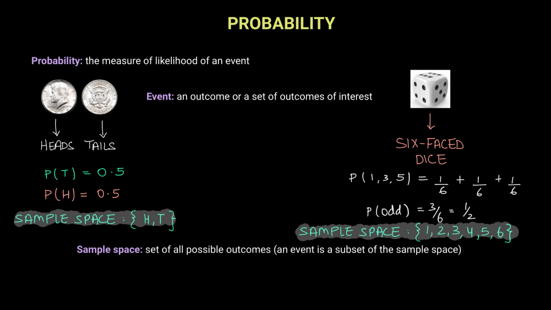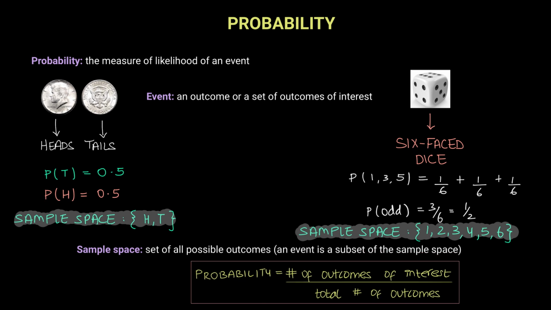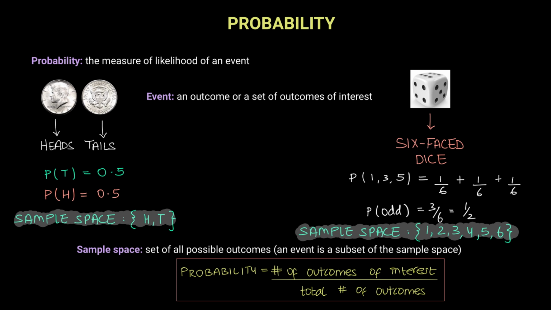So if you ever need to find the probability of an event happening, you need to divide the number of outcomes of your interest by the total number of outcomes. So for example, in the heads and tails example, if we were finding the probability of heads, we had one outcome of interest, but there were two outcomes in total, and therefore it was 1 upon 2.